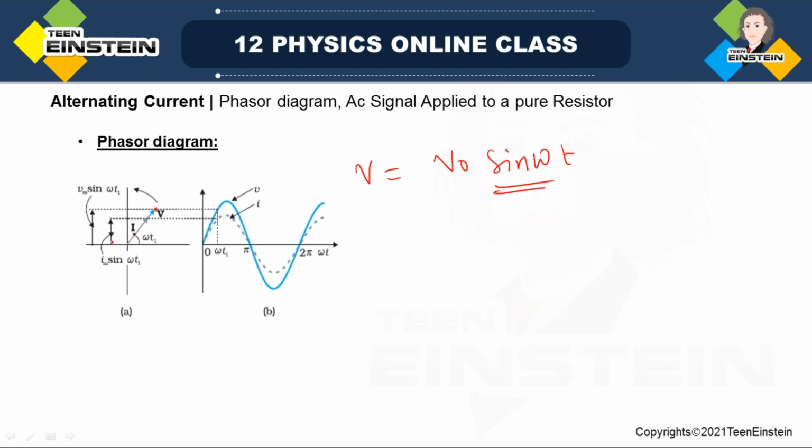anti-clockwise direction. And the vertical projection, look, this one gives the current like this. You have to write I0 sine omega t1 here, I sine omega t1, and the projection for the voltage is this one, which gives V0 sine omega t1. Okay, so this is the phasor diagram representation of both current and voltage.